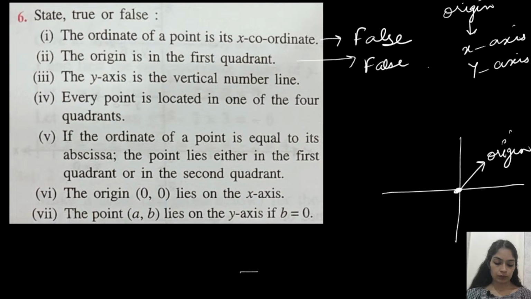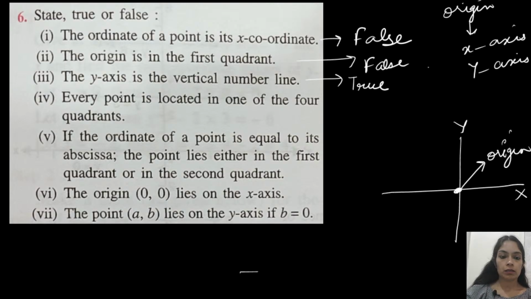Third one is, y-axis is a vertical number line. So is it true? Y-axis is a vertical number line. It's true. Yes, I have already discussed that horizontal is x-axis and vertical is y-axis. So this one is true.